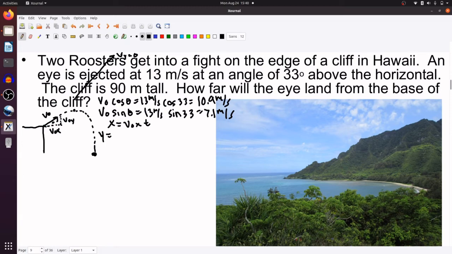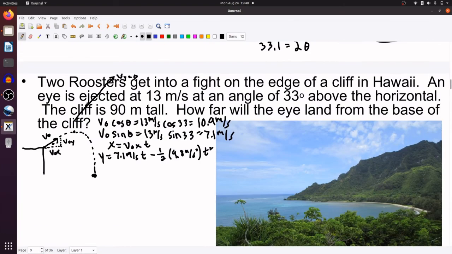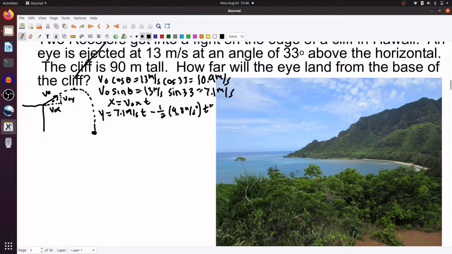That'll be y is equal to V naught y, which is going to be 7.1, so 7.1t. And since I know gravity's acting, I'll go ahead and put the negative for the 9.8. So minus 1/2 of 9.8 meters a second squared t squared. And I think I gave myself a whole slide to work on this, but I guess I'm just going to work within these confines.